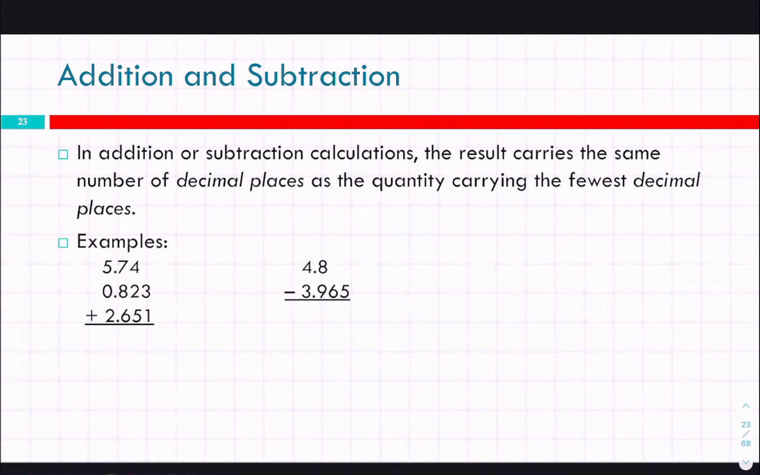Addition and subtraction will come up, specifically in a couple equations. When we're doing addition or subtraction, the result carries the same number of decimal places as the quantity carrying the fewest decimal places. And this is where the distinction, I want to highlight this, is that it's decimal places and not sig figs now.